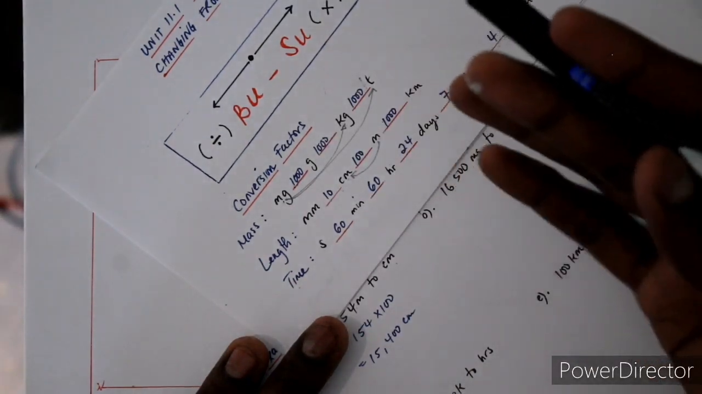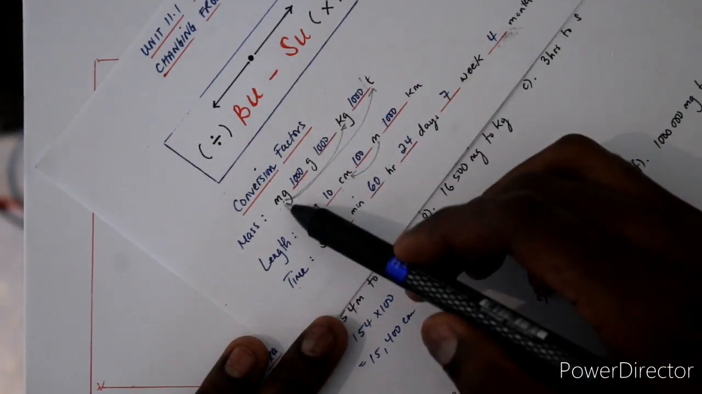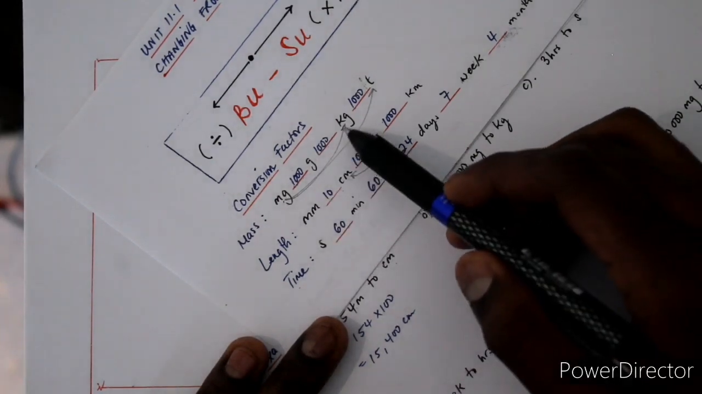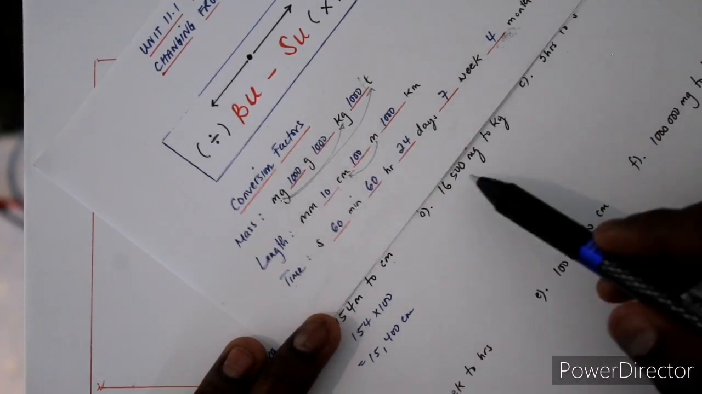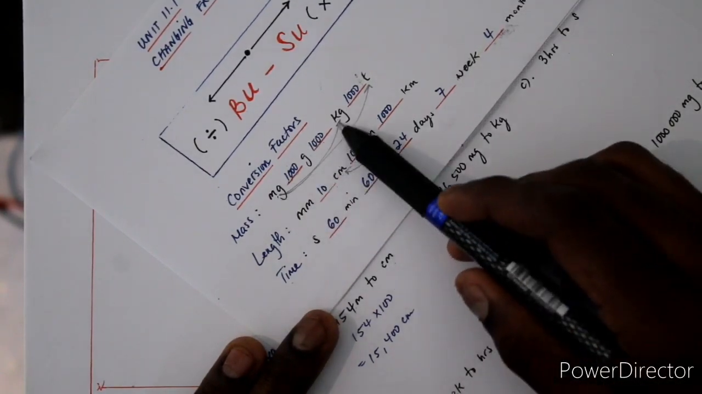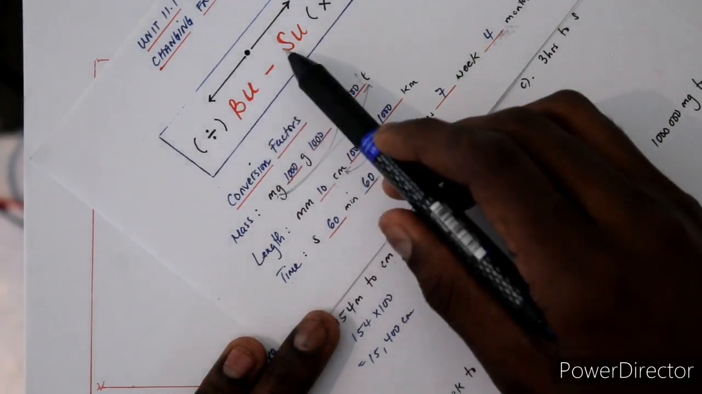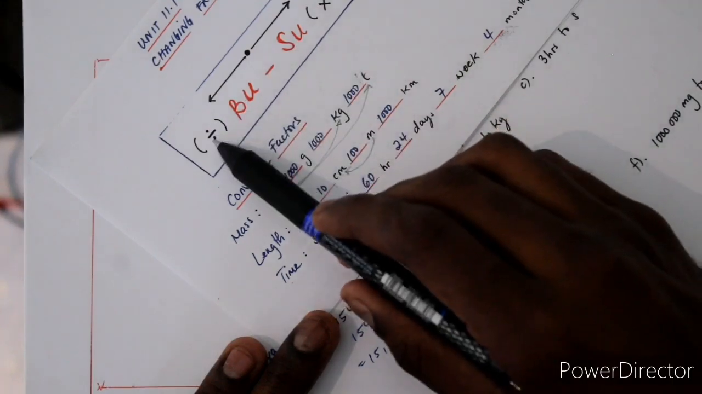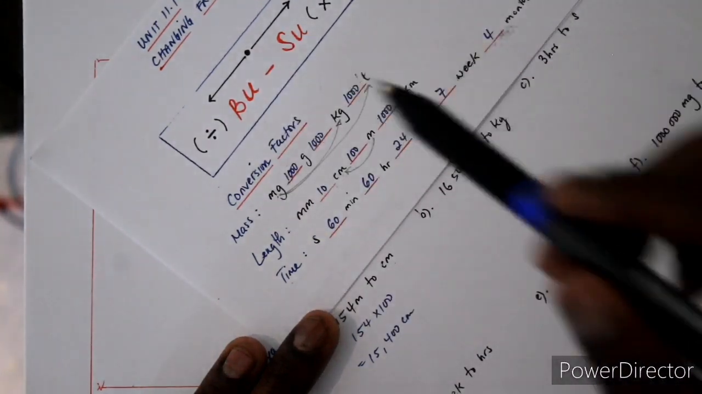Whether you will multiply or divide depends on whether you are converting a smaller unit to a bigger unit or a bigger unit to a smaller unit. For our case here, we have milligrams to kilograms, so we are converting a smaller unit to a bigger unit. When we convert a smaller unit to a bigger unit, we will divide. We will divide with the conversion factor.